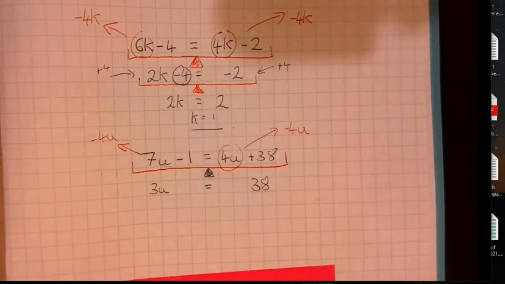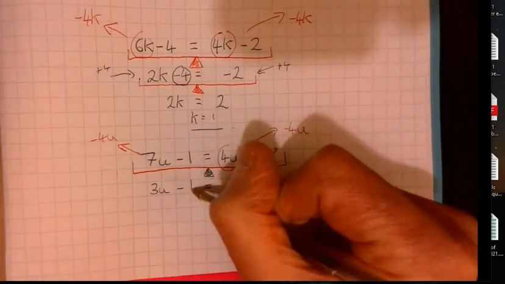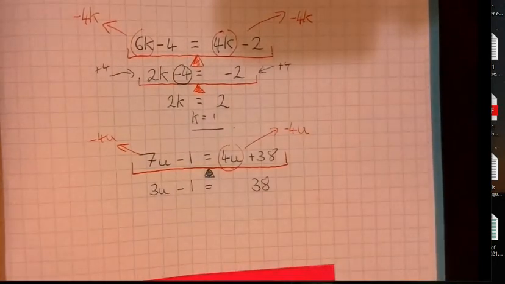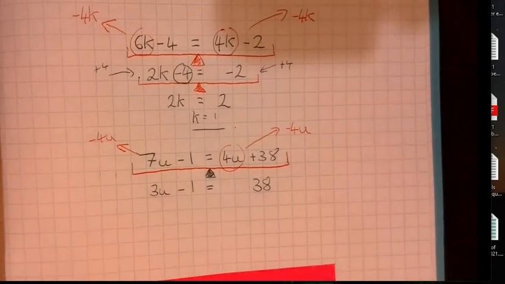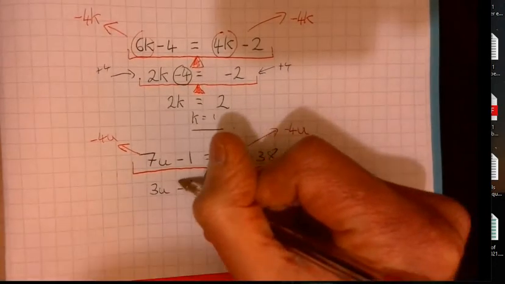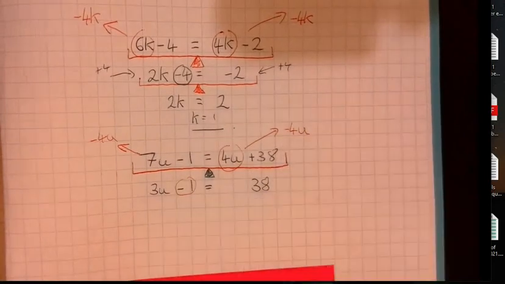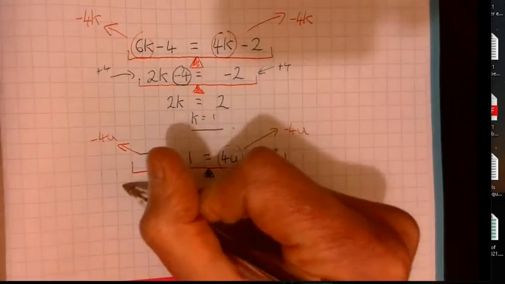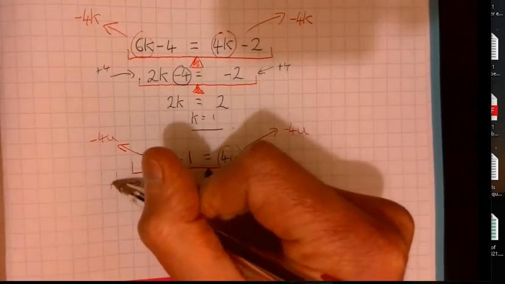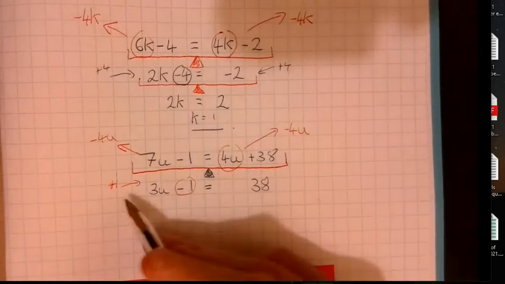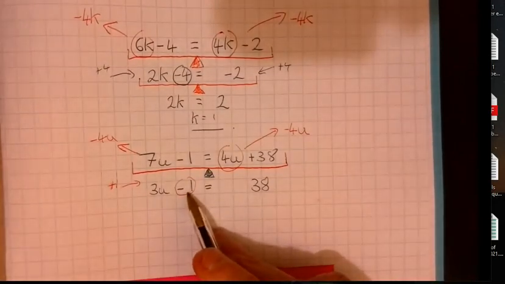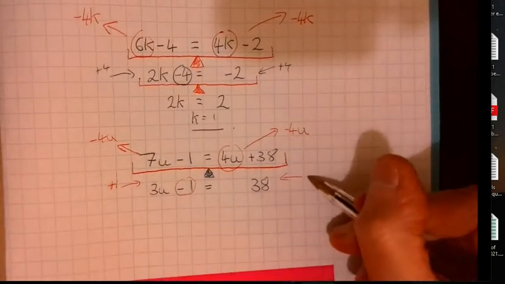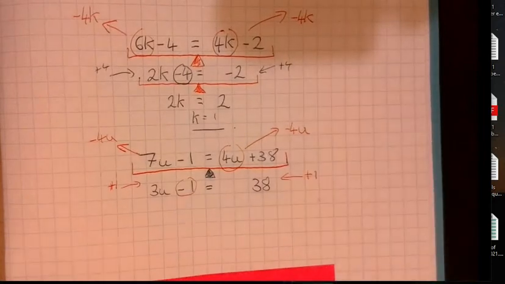Remember, you can always pause me, maybe try and do a bit yourself and then play and see if I agree with you. And we've still got a minus 1. You see that minus 1? I prefer that minus 1 wasn't there. Remember, it's a set of scales. So let's add 1. If I add 1 here, it gets rid of this. That's nice. But I've got to add 1 over here. So let's add 1 here.